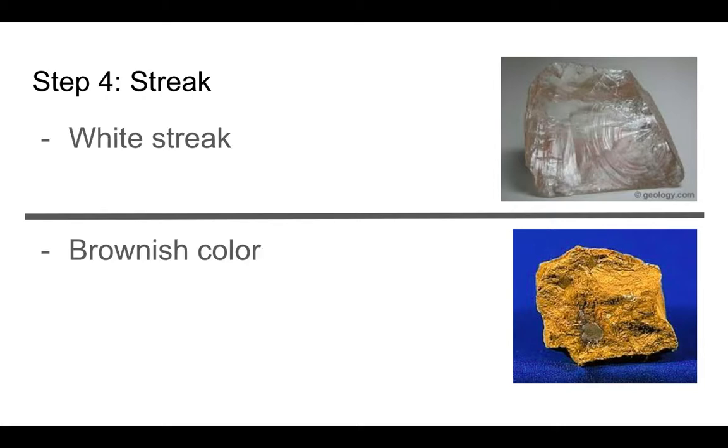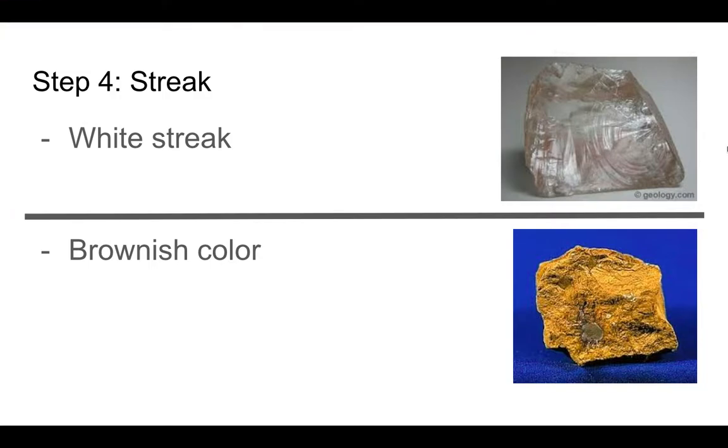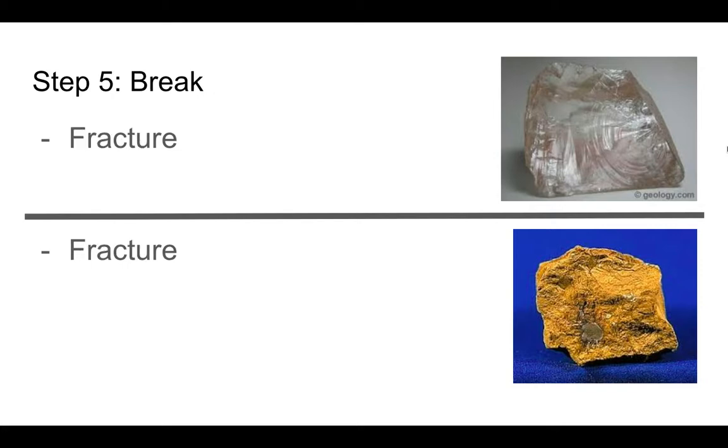Then we did the streak test, which is when you streak the mineral on a white ceramic plate to see what color the crushed mineral comes out. In this case, the streak of the top mineral was white, while the streak of the bottom mineral was brownish. It's very interesting that the top one leaves a white streak, even though it looks like a clear mineral. Then figuring out how they break, they both fracture, they fall apart into small pieces, something they have in common.